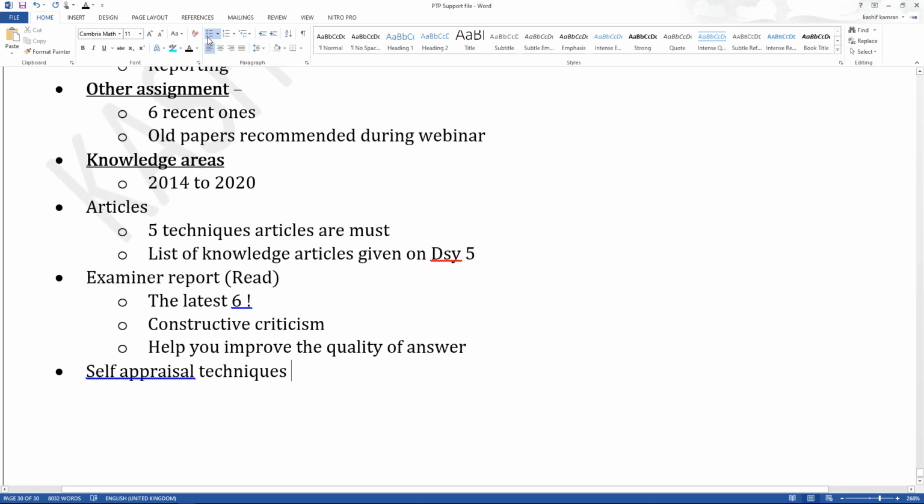So this is just a summary of the things we've gone over in the last 4 days: the reinforcement of reading examiner reports, the reinforcement of reading articles, the reinforcement of the self-appraisal techniques. Now, I think you have about 3 weeks before exams, everyone. And in these 3 weeks, you need to formulate a strategy based upon where you are today.